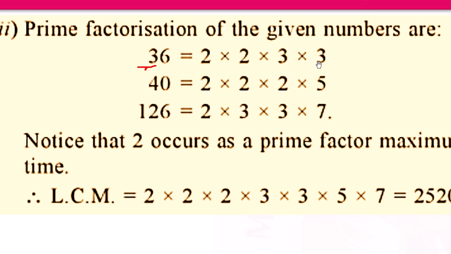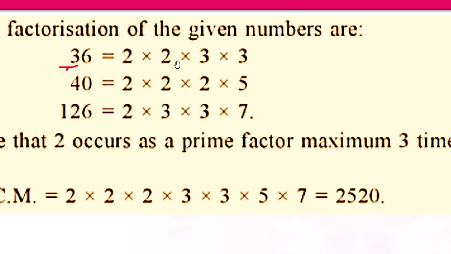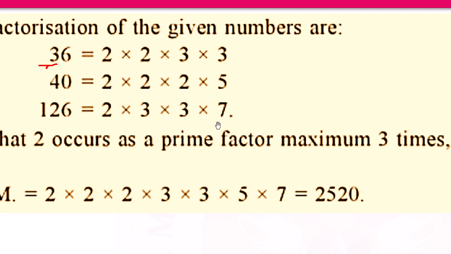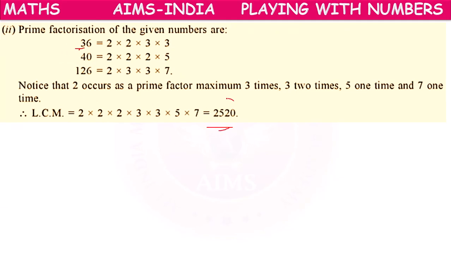Now 3: 2 times, 0 times, 2 times. So the greatest number of times is 2 times. 5 in 36, 0 times; in 40, 1 time; in 126, 0 times. So 1 is the greatest number of times. 7: 0 times, 0 times, 1 time. 1 time is the greatest. The product of all these is 2520. This is the LCM. But this prime factorization you have to do first. If you do the prime factorization correctly, only then will you get the correct answer.